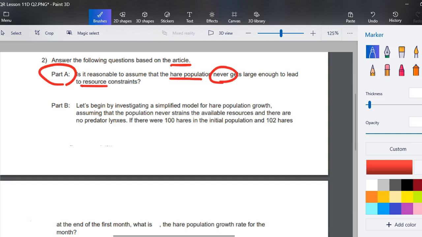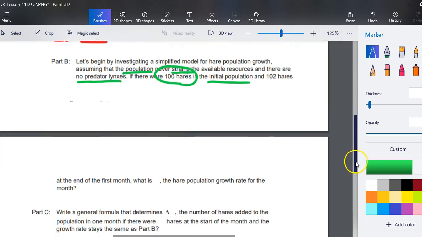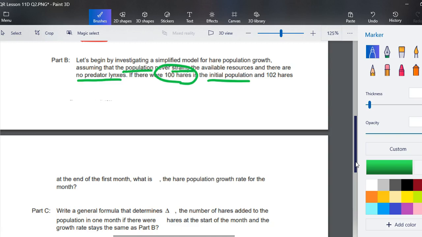Move on and look at part B, which says, let's begin by investigating a simplified model for the hare population growth, assuming that the population never strains the available resources and that there are no predator lynxes. If there were 100 hares in the initial population and 102 hares at the end of the first month, then what is B, the hare population growth rate for the month?